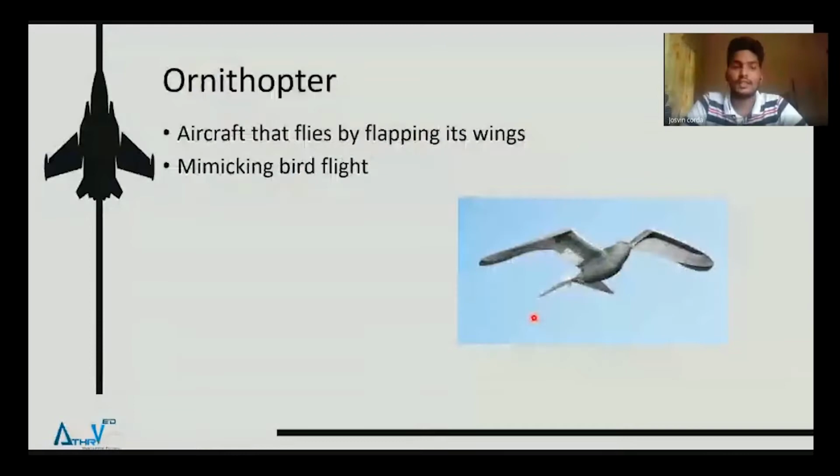Lastly, the ornithopter. This is basically an aircraft that flies by flapping its wings. It is mimicking bird flight. This is one of the most recent technological advancements when it comes to UAVs. It is still in the development stages. You can get toys or hobby grade ornithopters, but the wide implementation in the commercial field is very much less when compared to the other three.